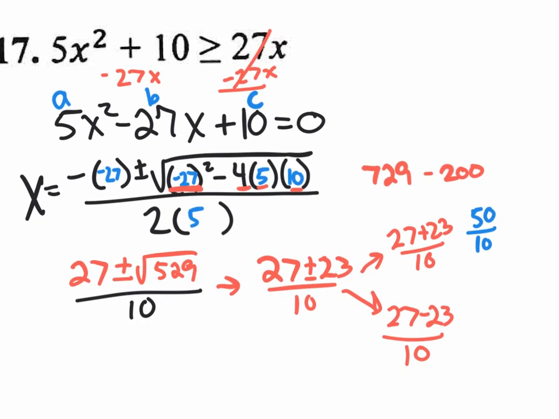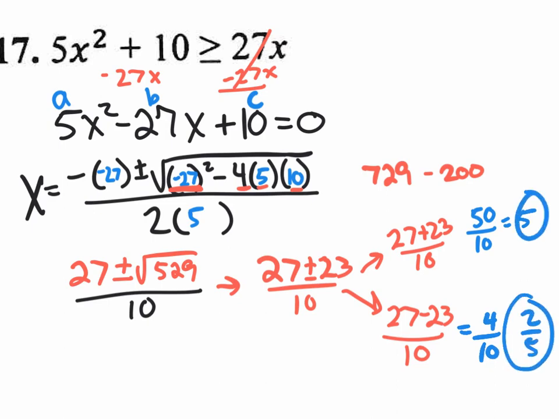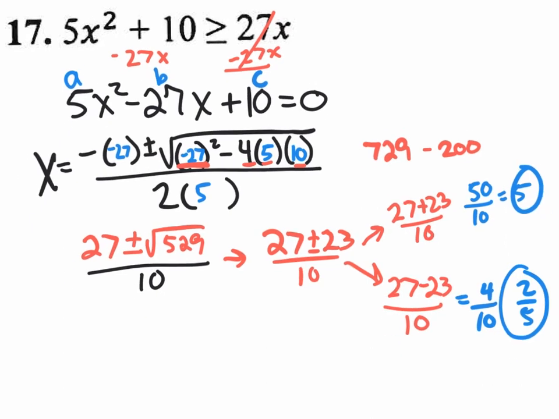So one answer is 5. The other answer, 27 take away 23, that's 4 over 10, which reduces down to 2/5. So our two solutions are 5 and also 2/5. So those are our answers.